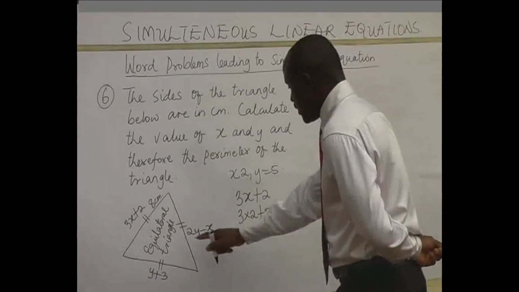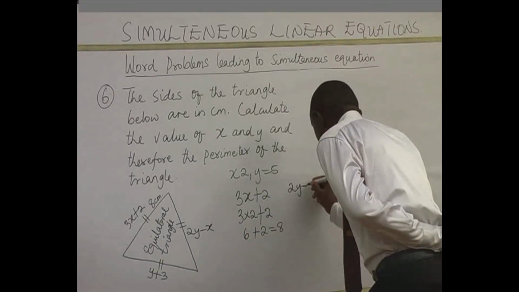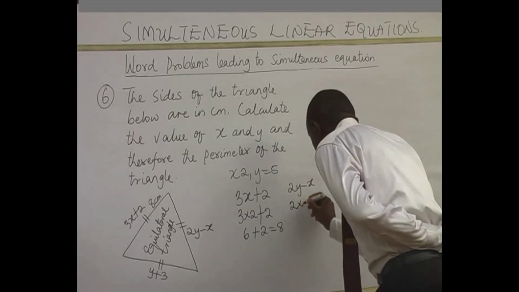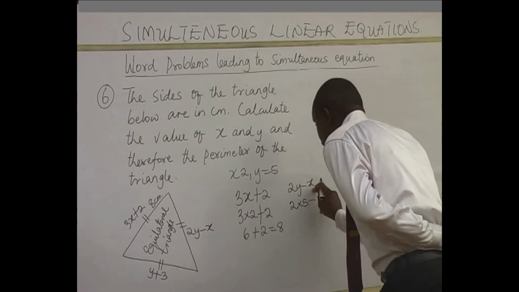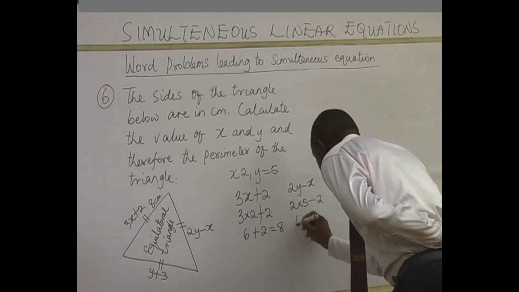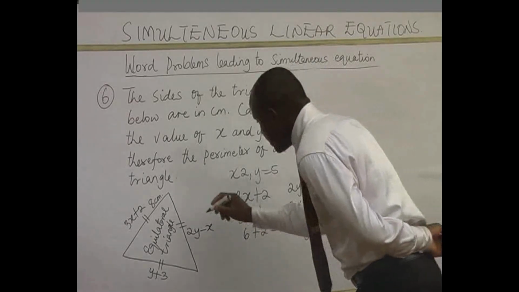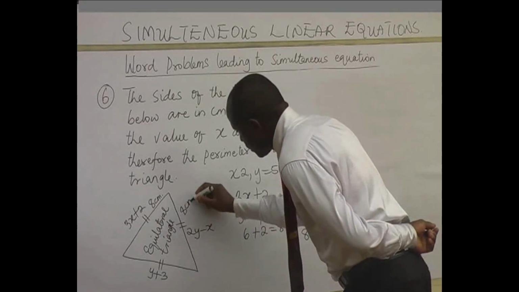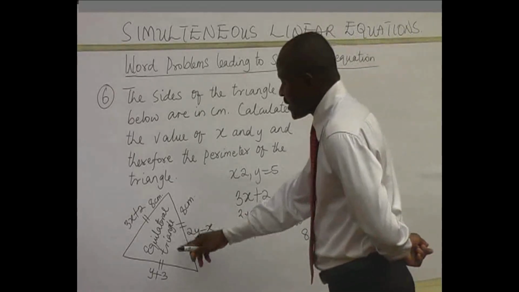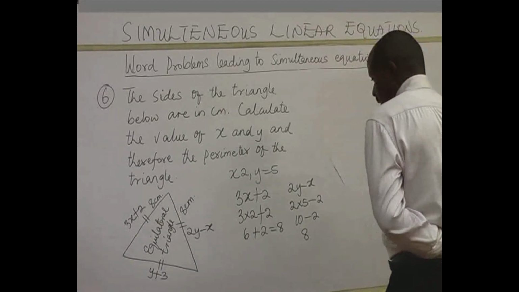The second one is 2y minus x. We have 2y minus x. Y is 5, so we have 2 times 5 minus x is 2. This is 10 minus 2, which is the same 8. That means this side also is 8. What we are doing now is trying to confirm to you that all the sides of an equilateral triangle are equal.